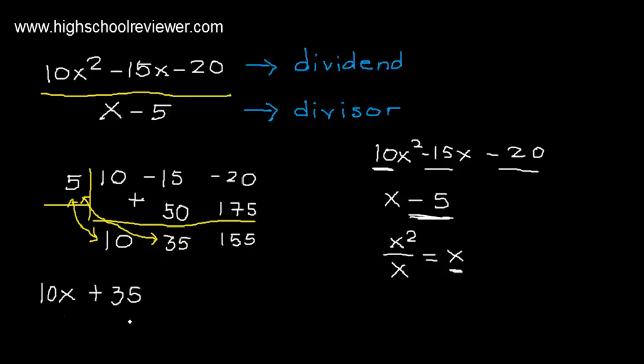10x plus 35 is already our quotient. And positive 155 here is the remainder. So we will add the remainder, which is positive 155, and divide this by the divisor, which is x minus 5. Therefore, 10x plus 35 plus 155 divided by x minus 5 is our final answer.